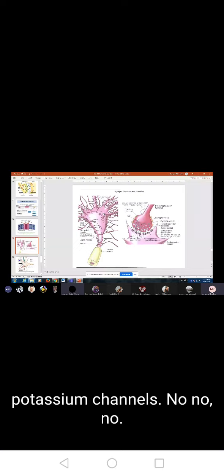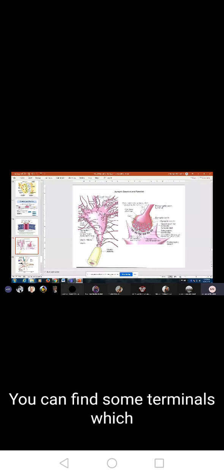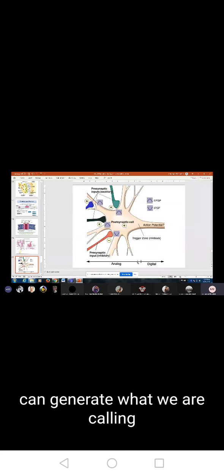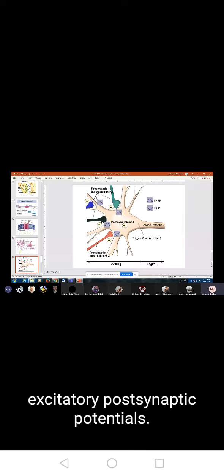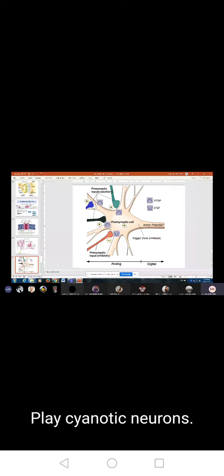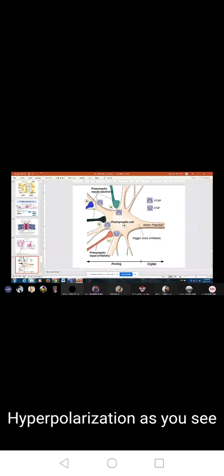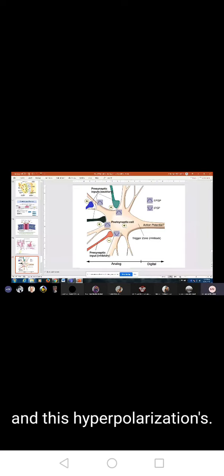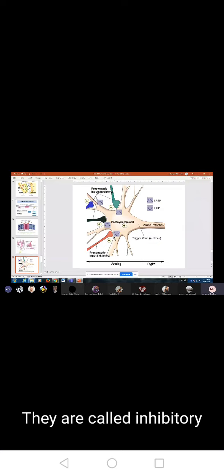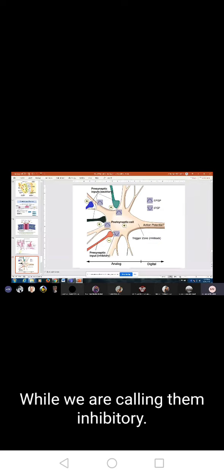Okay. Now, you can find some terminals which can generate what we call excitatory postsynaptic potential, not action potential yet, which are characterized as excitatory presynaptic neurons. You can have some terminals which are causing hyperpolarization, as you see, and these hyperpolarizations are called inhibitory postsynaptic potentials.